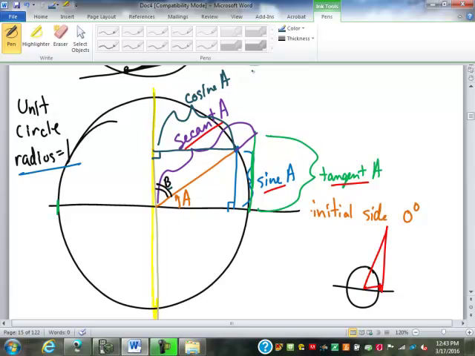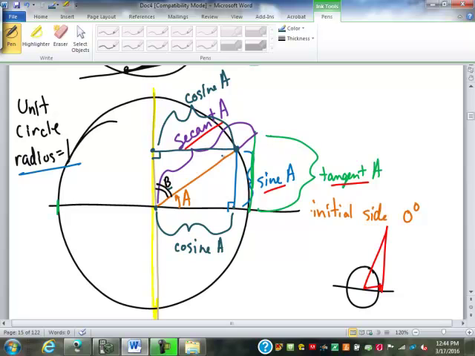Does that make any sense? So what that means, now if I look at this unit circle, this distance here is going to be the exact same as this distance here. So often we look at that as being the cosine of angle A, because then we can look at it as being that the cosine is the x coordinate and the sine is the y coordinate of this point up here.